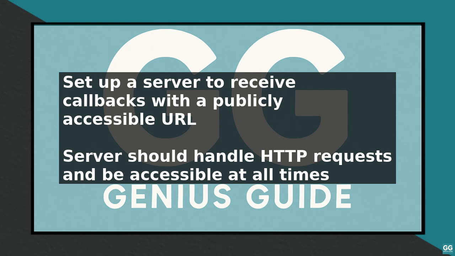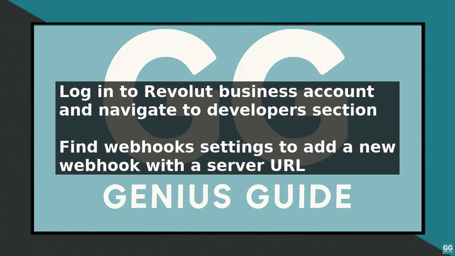After setting up the webhook, Revolut will send a verification request to your server to confirm that the URL is valid. Your server should respond with a 200 status code to verify the webhook. Once verified, your server will start receiving notifications for the specified events. These notifications will be in the form of JSON payloads that contain information about the event.